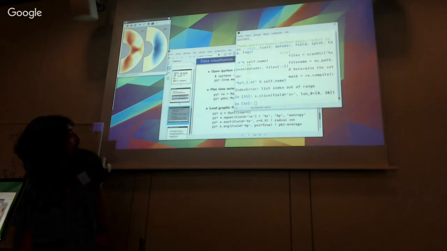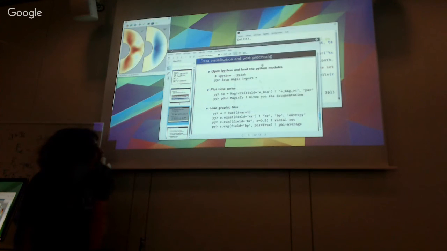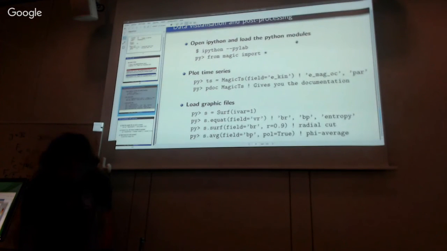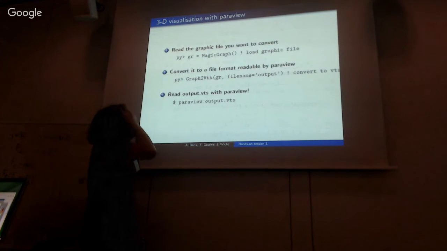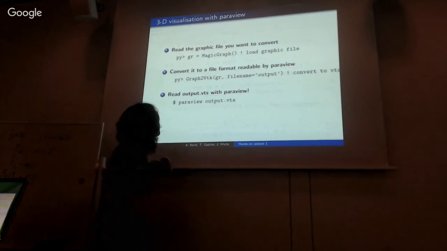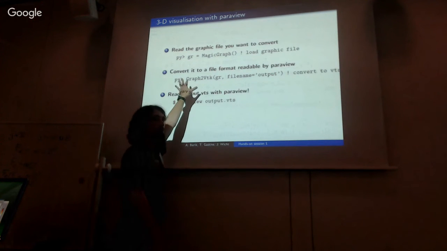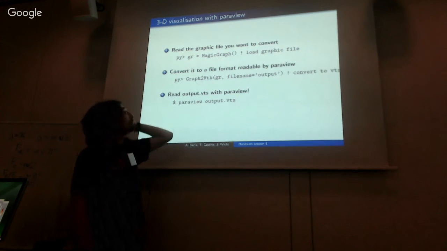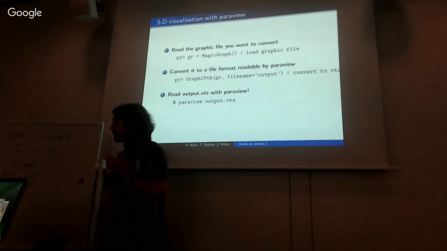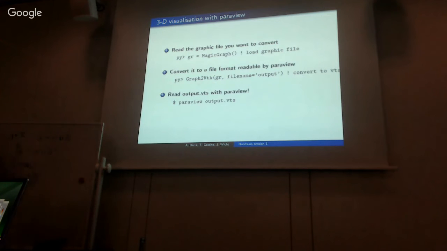Okay, so now the last step: let's suppose you want to visualize your solution in 3D. Then you have to do some additional steps. You have to load your graphic file and convert it to a format which is readable by ParaView or any software that supports VTK. It can be ParaView, VisIt, Mayavi, or several others. To do that, you have to convert the output of MagIC into a file readable by ParaView. It's just a two-step thing.